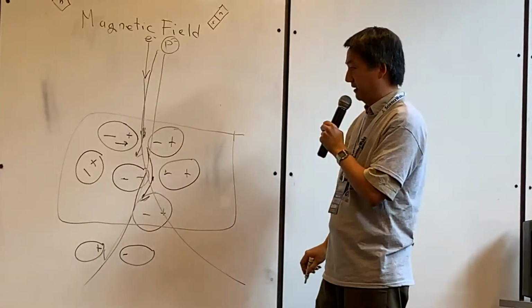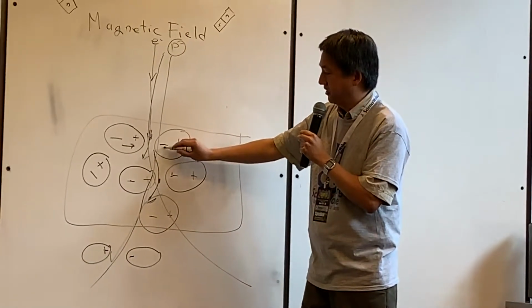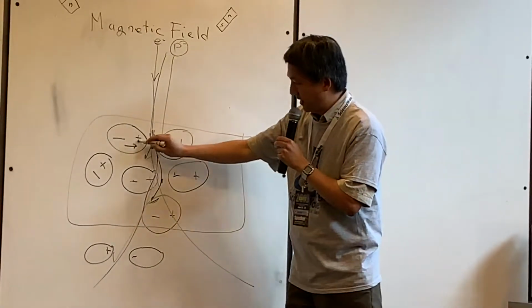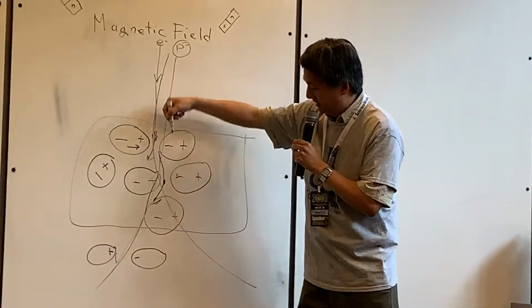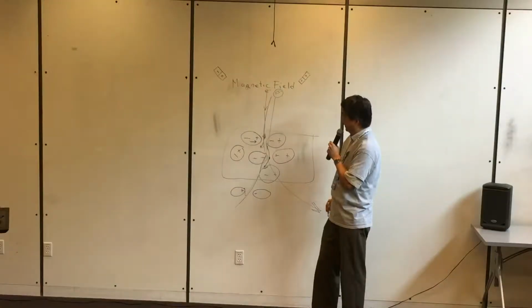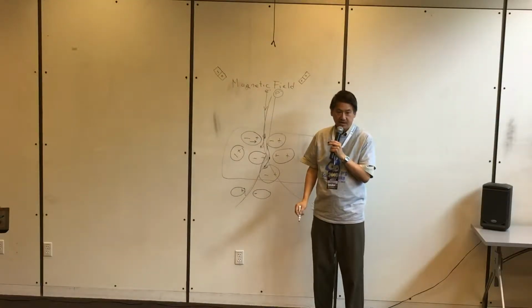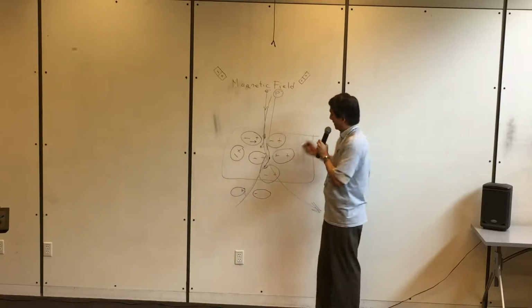Instead of going this way, it goes that way. Now why is that? Because when the positron goes through here, it sees the negative charge here, which it likes, and it sees the positive charge over there, which it doesn't like. So it deflects in the opposite direction. And this is one tricky thing about the magnetic field that you have to make work in your model.